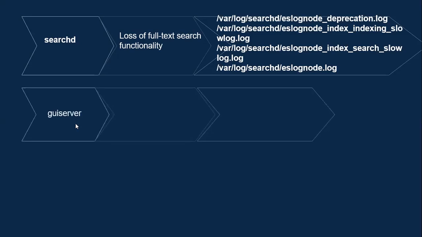Then we have a GUI server. This is an HTTP web server component that assists with the configuration utility for certain tasks. If this is not working, you'll lose partial functionality of the configuration utility. In order to analyze any issue with the GUI server, you'll have to go to var log GUI server.out.